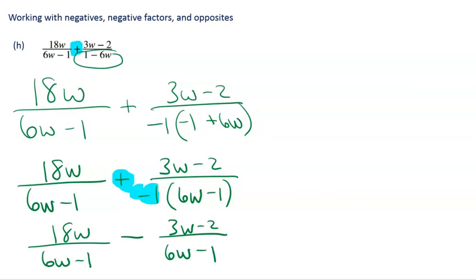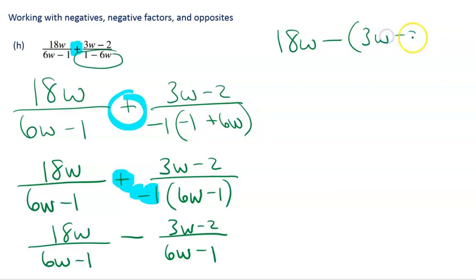But now, if you don't see that, hey, there's nothing wrong with factoring out a negative 1, pulling that negative in front, which changes this operation, and now you match. Now, how do you do the problem? I see a lot of mistakes with subtraction problems, so watch this. I'm calculating 18w minus this whole numerator, 3w minus 2, over common denominator, 6w minus 1.